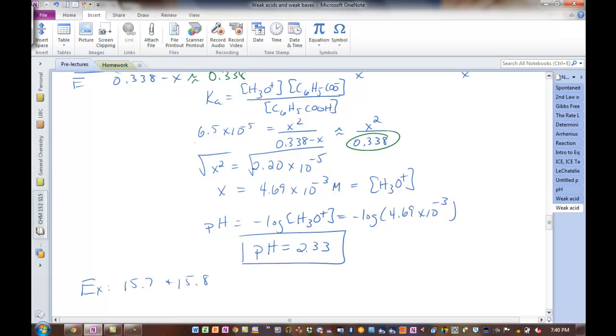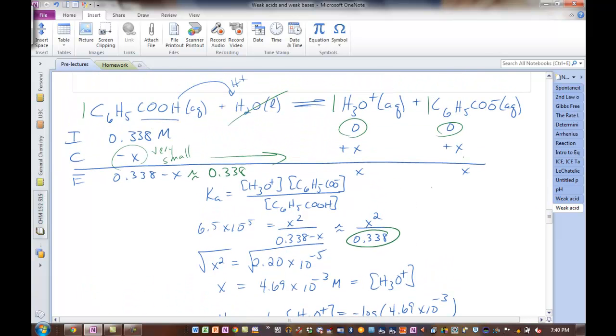Cross multiply 0.338 times 6.5 times 10 to the negative fifth. Get x squared equal to 2.2 times 10 to the negative fifth. Take the square root, get your x value. In our table, let me scroll back up. Since it's an acid, acids produce hydronium. So X in that table is the hydronium ion.